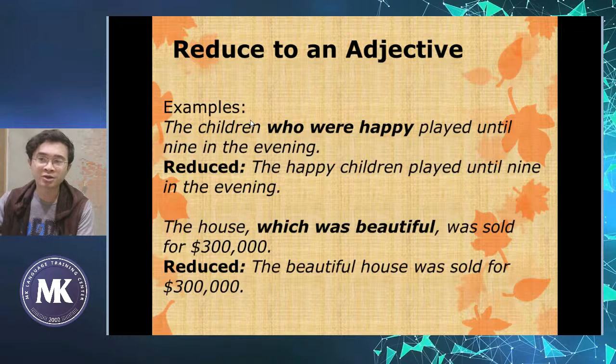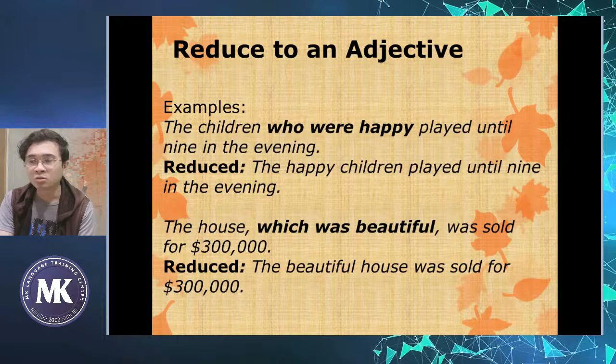So the reduced adjective clause is: the happy children played until 9 in the evening. So this one's quite easy, right? Okay, here we have the number 2 example. The house, which was beautiful, was sold for $300,000. Now again, our relative pronoun here is which, our be verb here is was, and our adjective here is beautiful. So this consists our relative clause in this sentence.